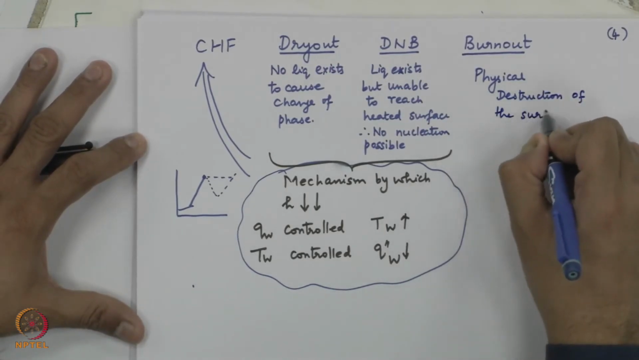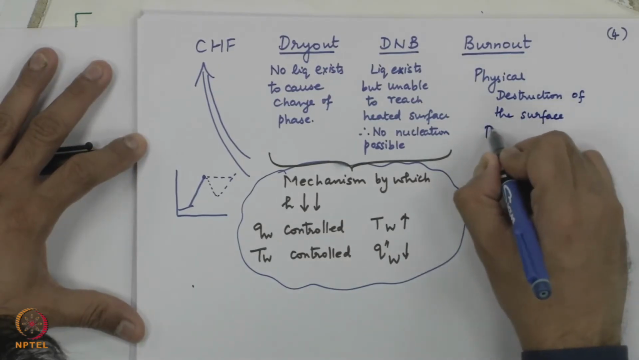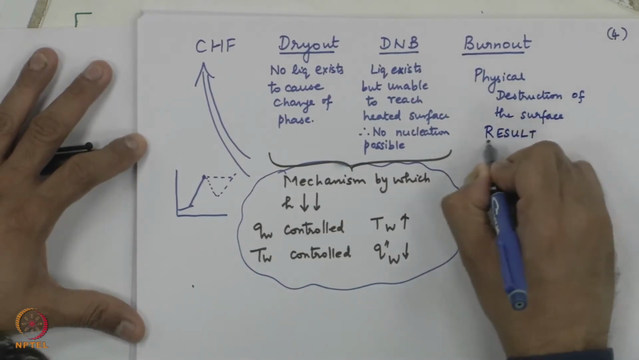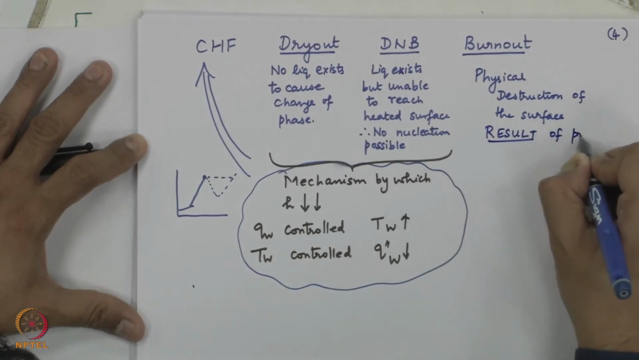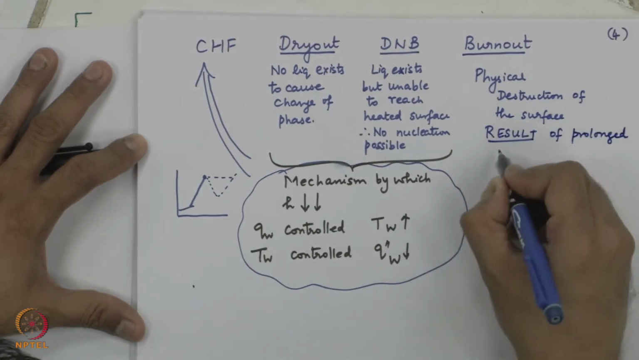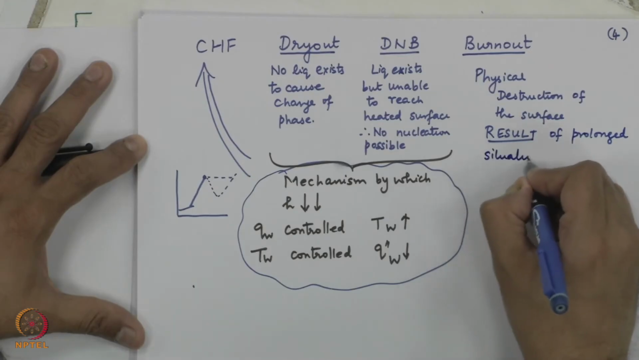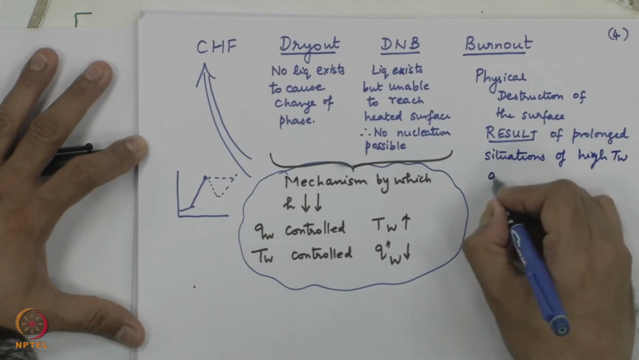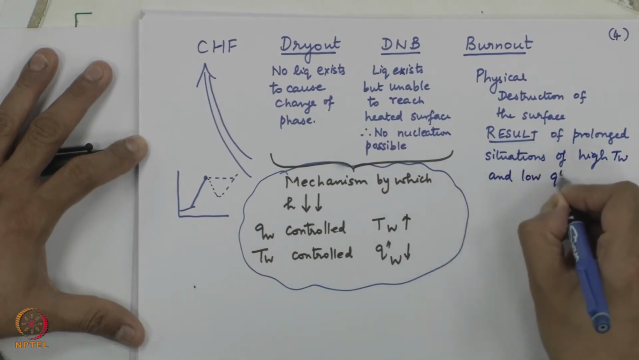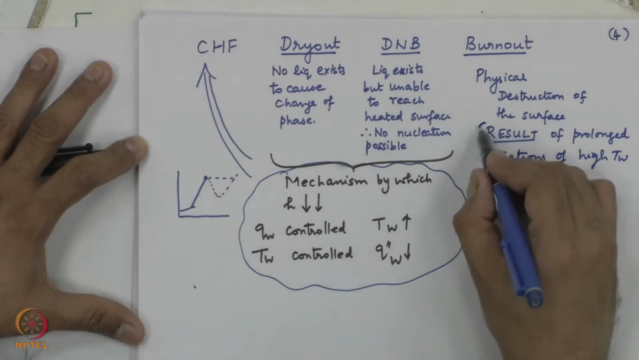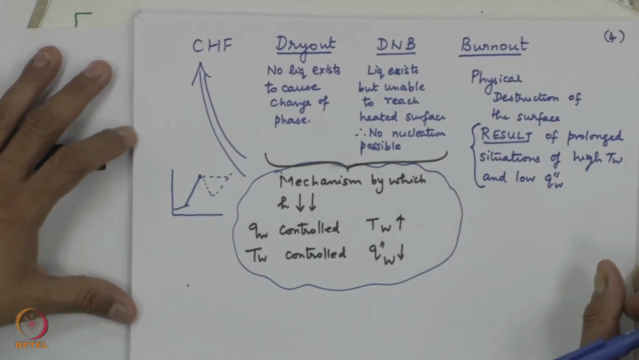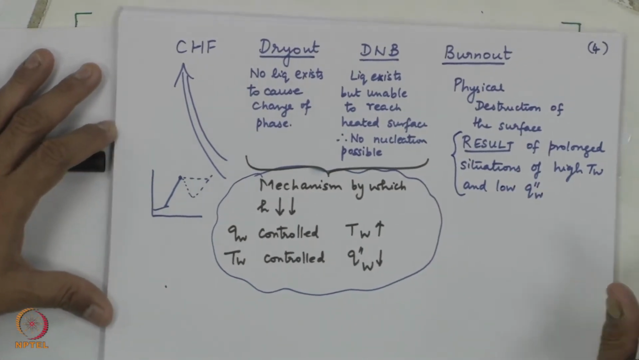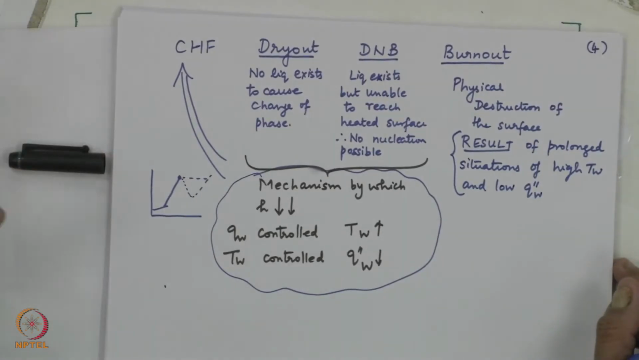Physical destruction of the surface. This is not a phenomenon. This is a result of prolonged situations of high T wall and low Q wall. So, if you keep any heated surface like this for a long time, you would go to a physical destruction or a burnout of this surface. So, these are the 4 terms which are used many times by people interchangeably.